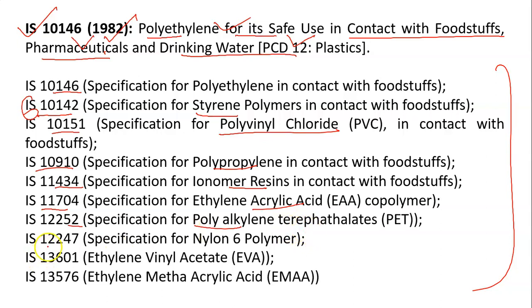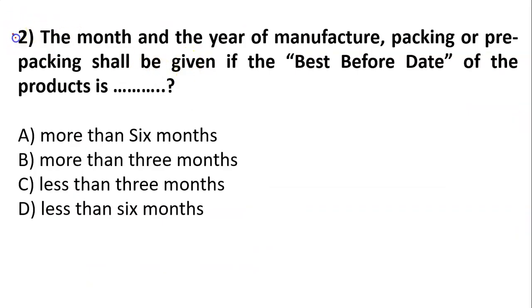terephthalate, and 12247 is related to nylon 6 polymer, and 13601 is related to EVA, that is ethylene vinyl acetate, and the last one, 13576, is related to ethylene methacrylic acid. But for our question, the answer is 10146, right?